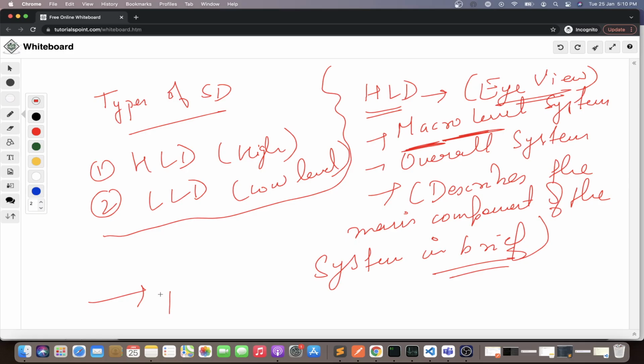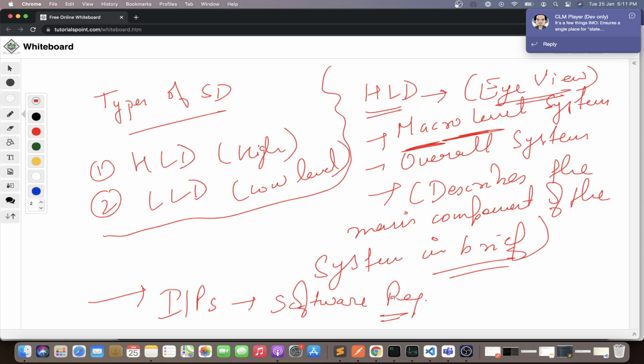And the inputs are the software requirements. For example, if we are building some product, we need to know what the tech stack is, what software, and what tools we require to build that thing. That is very important. We need to know about these things before we start designing. So the inputs in the macro level system design, the overall system design, are the software.